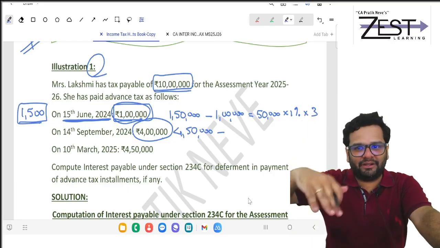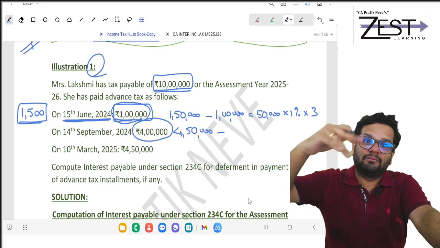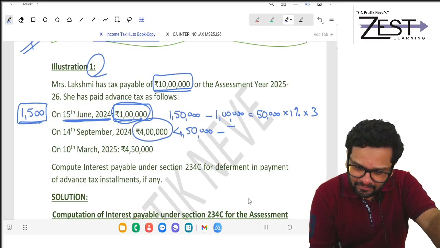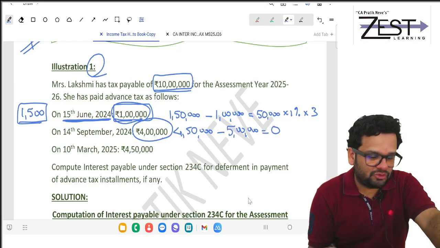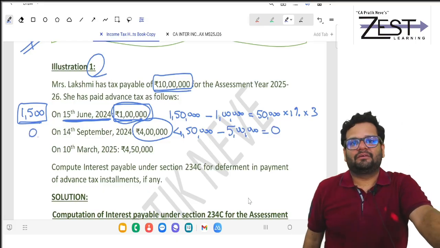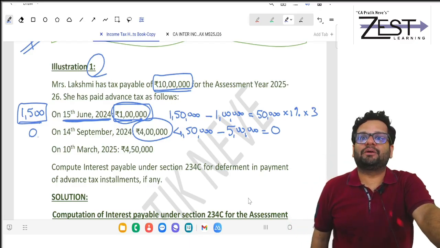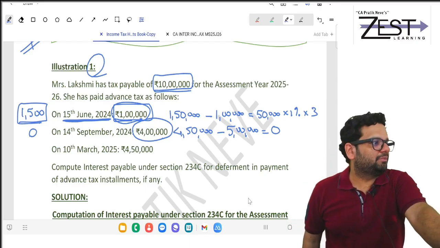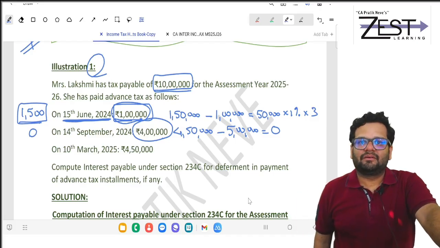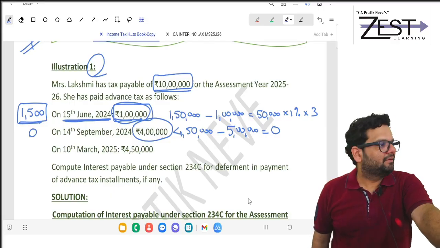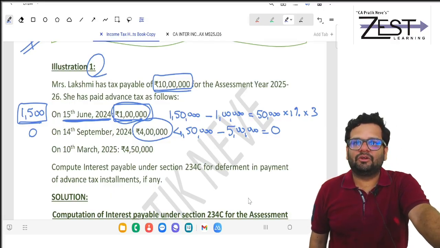So actually on 14th, you paid 4 lakhs, but earlier you had paid 1 lakh. So till date, you had paid. So actually, shortfall is 0. There is no shortfall, there is no interest. And neither will the government pay you. Don't expect the government to pay you. Clear? No, did not understand.